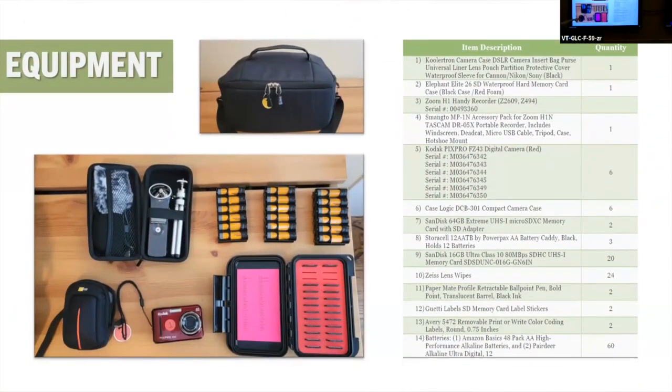And you can see this is actually what our equipment bag looked like. So we had the cameras and the cases. This is our filing system for our memory cards, our extra batteries, and we put everything in this camera bag that had spaces for all the cameras, and then recording equipment that went with it. This is a complete inventory list of all the stuff that we had.